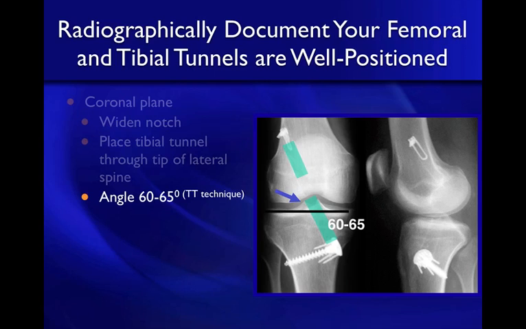And if you're going to use a transtibial technique, it's important to keep that angle that the tunnel forms with respect to the medial joint line at about 60 to 65 degrees. And that, according to Simmons in our JBJS article, gets the tension in the right amount.